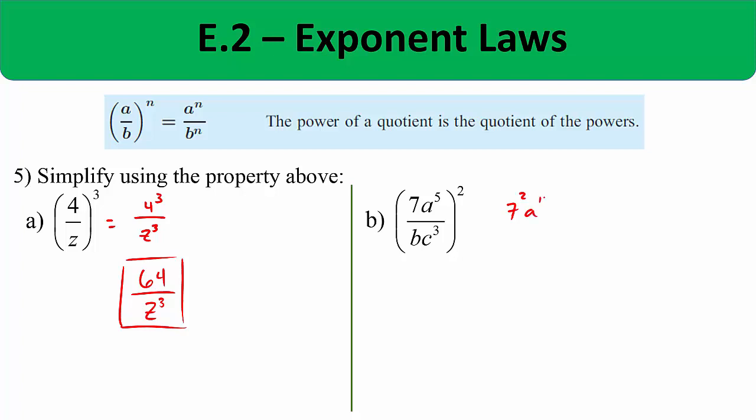So that's a to the 10th over b squared, c to the 3rd to the 2nd power. We multiply those exponents. We get c to the 6th. And again, one last step. I'm going to simplify 7 to the power of 2 to get 49. So 49 a to the 10th over b squared c to the 6th.